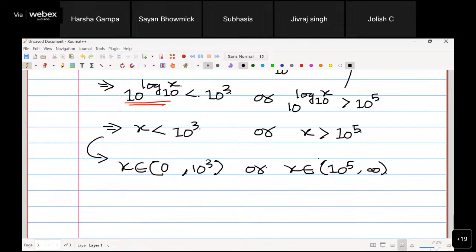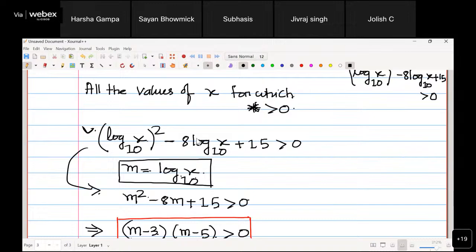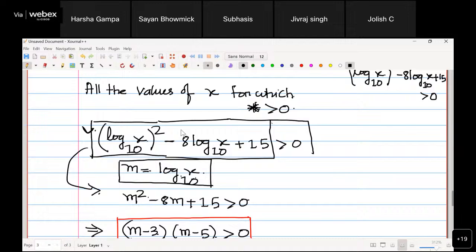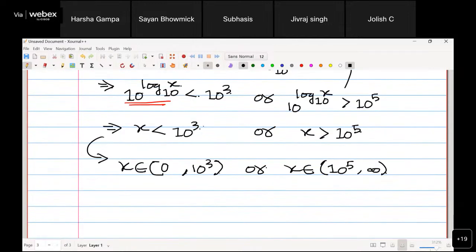So that means the total region for which this function is defined is the same as the values of x for which this thing is positive, and which is precisely this region union this region. Is it clear? Yes, sir. Okay.